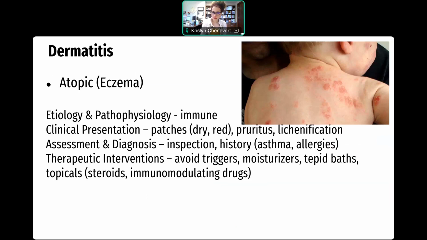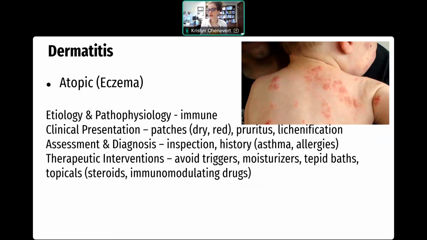So our assessment and diagnosis is going to be done with inspection, and then also certain triggers in the history that'll come up. Our interventions, we want to help them identify and avoid their triggers if we can. Sometimes it's not possible, but a lot of the times it is something that the skin is coming in contact with, or something in the diet, something like that. Moisturizers are very, very helpful. So those thick moisturizing creams, especially after a bath, and we want to educate for them to leave the skin a little bit moist and then put the moisturizers on top of that to really lock in that extra moisture.